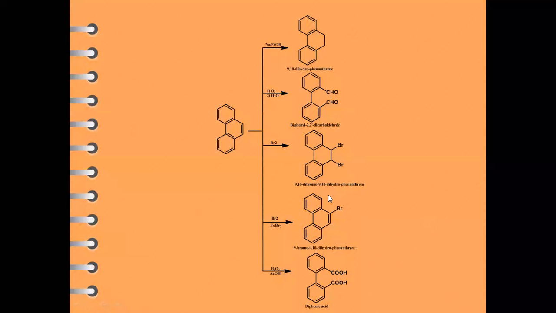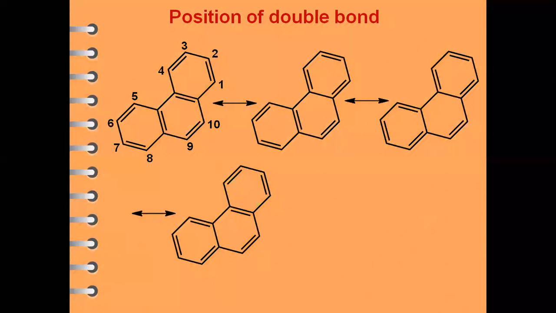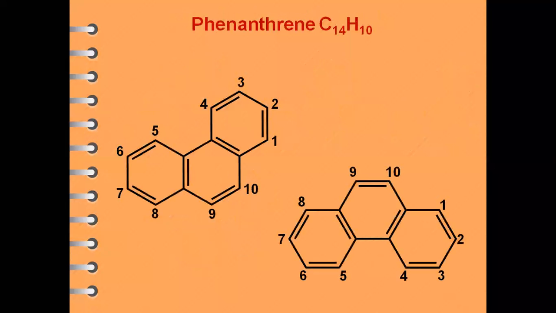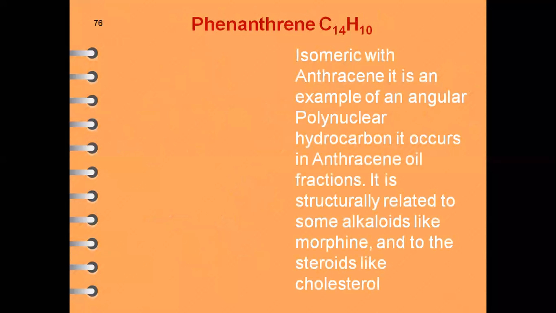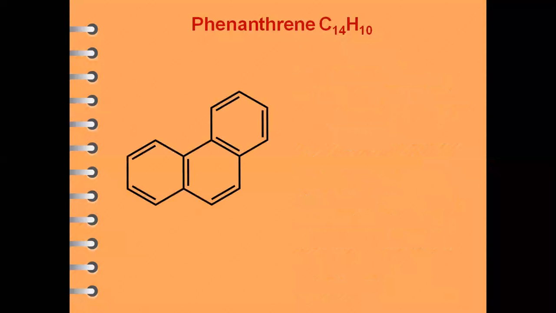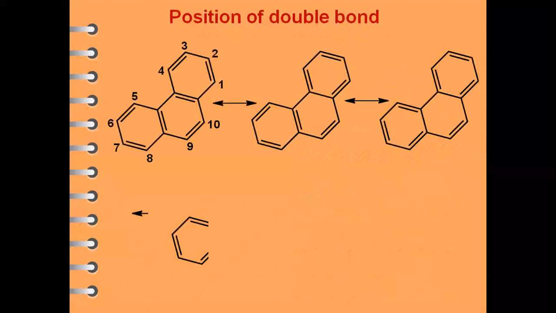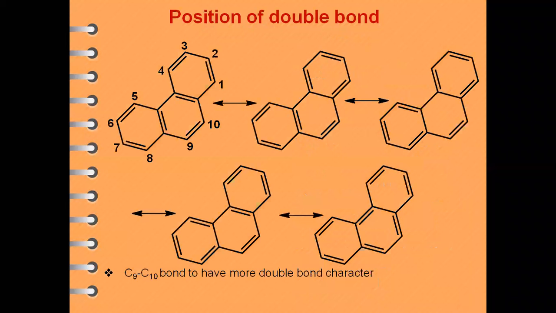So in today's lecture we have covered what phenanthrene is and how it is numbered. It is an isomer of anthracene. We covered the numbering positions of phenanthrene. At an angular position, it is fused with three benzene rings. These are the resonating structures, as well as the position of double bonds in all those resonating structures.